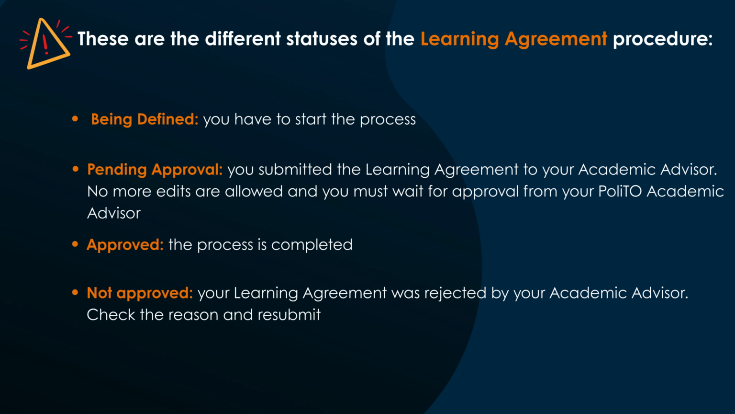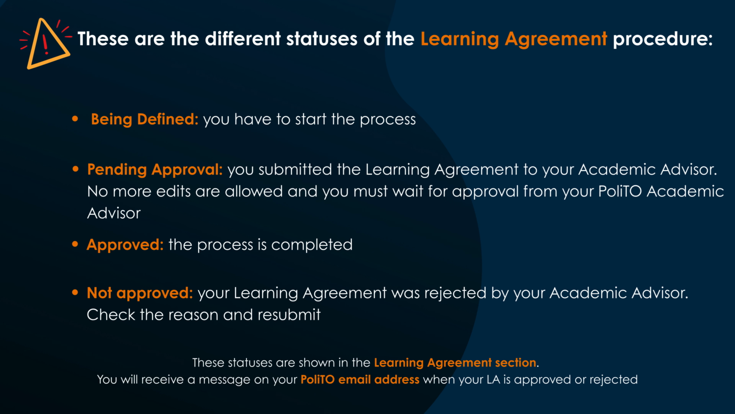Not approved. Your learning agreement was rejected by your academic advisor. Check the reason and resubmit. These statuses are shown in the learning agreement section. You will receive a message on your PoliTo email address when your learning agreement is approved or rejected.